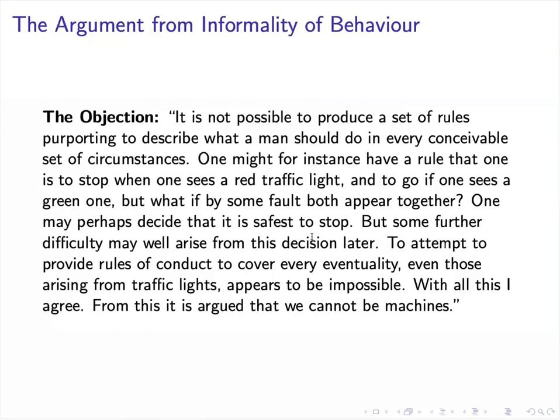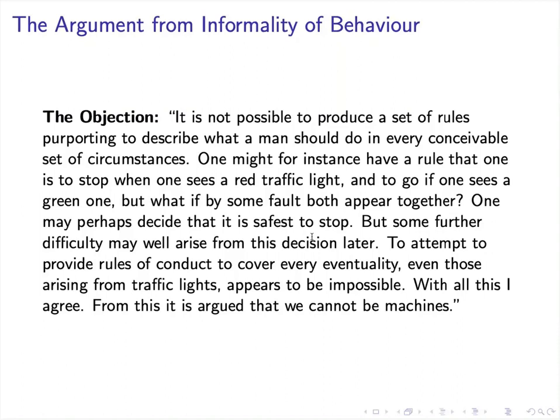The argument from informality of behavior. Well, if a machine was intelligent, it should be able to capture within its rules, so within its program, all the possible conceivable behavior under all the possible set of circumstances. So obviously, if you see a red traffic light, you stop, but what happens in situations where the behavior is not directly encoded in the rules guiding your algorithm? How do you do that?